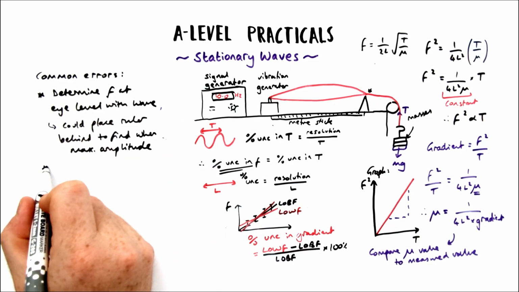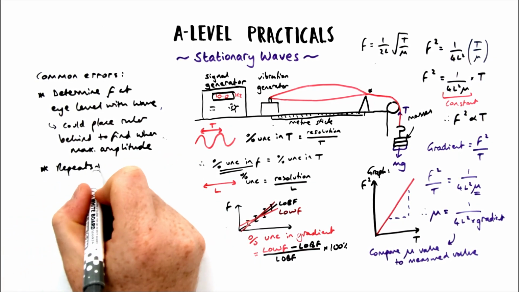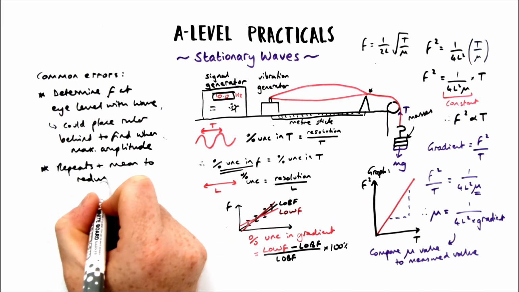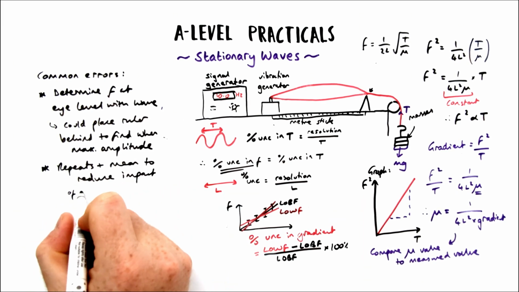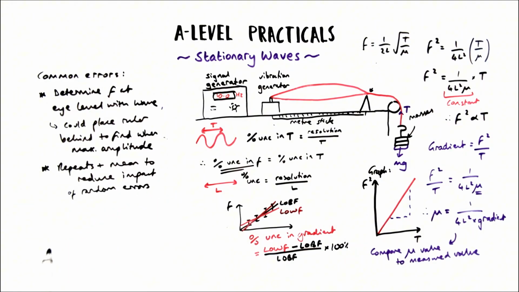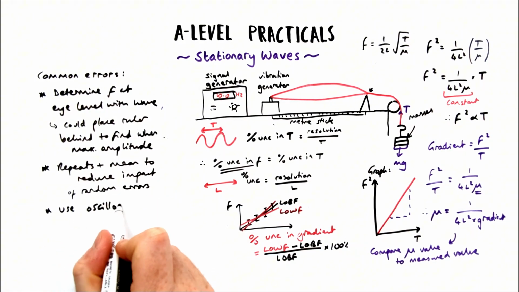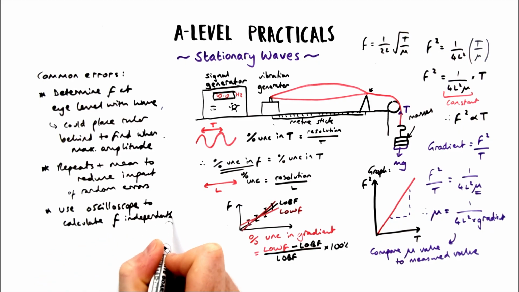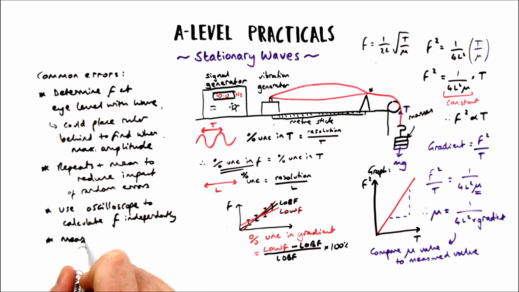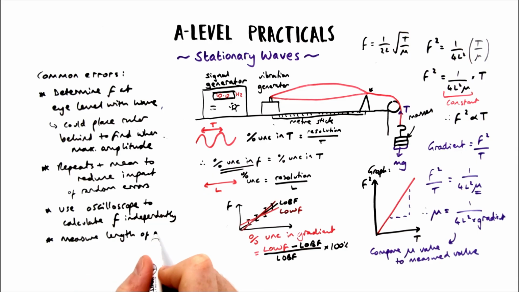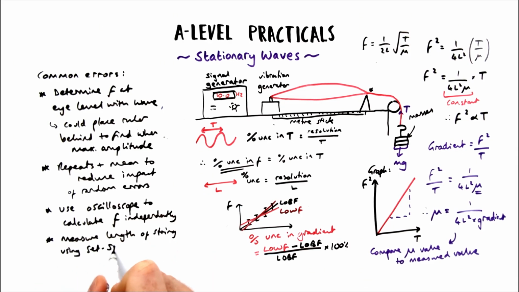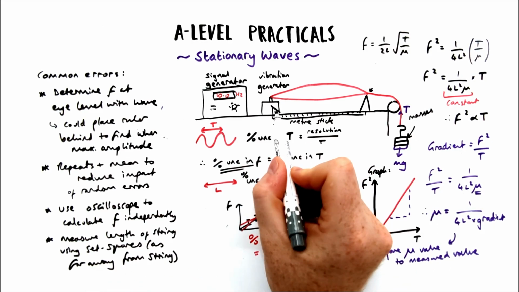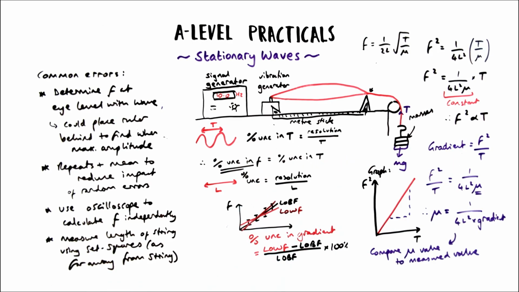You want to make sure you have repeats for this experiment and find a mean to reduce the impact of random errors. And as we mentioned earlier, using an oscilloscope to calculate f independently is going to rule out any issues with the signal generator not being exactly the frequency that's coming out via the vibration generator. To measure the length of the string, usually the meter ruler won't be exactly level with the string because it's in the air, so you could use set squares or something to make sure you're measuring exactly from the end of where the string is.